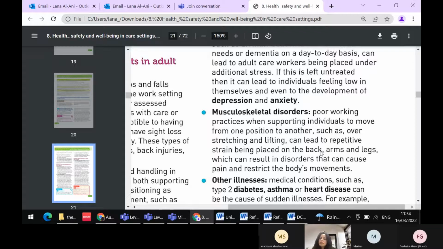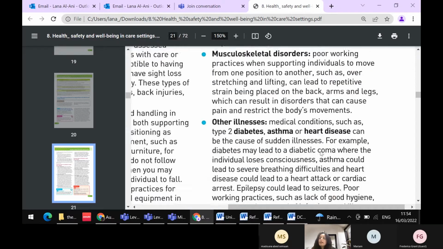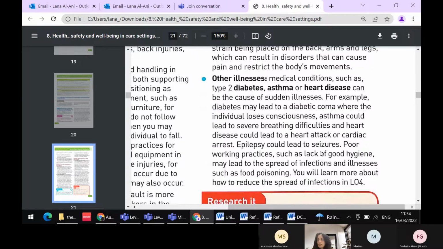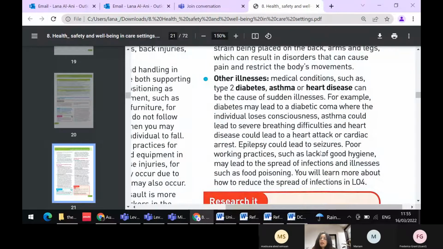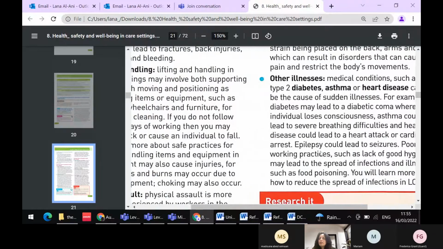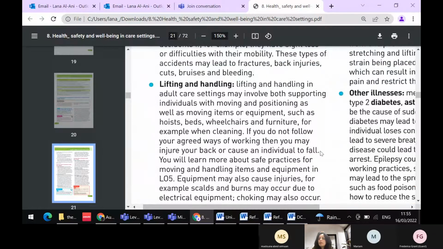Also, another accident might happen, like medical conditions: diabetes, asthma, heart attack, and also severe breathing difficulties, epilepsy. All this poor working practice, if you don't know how to deal with it properly, this will escalate. So all these are accidents and illnesses happening in the workplace.